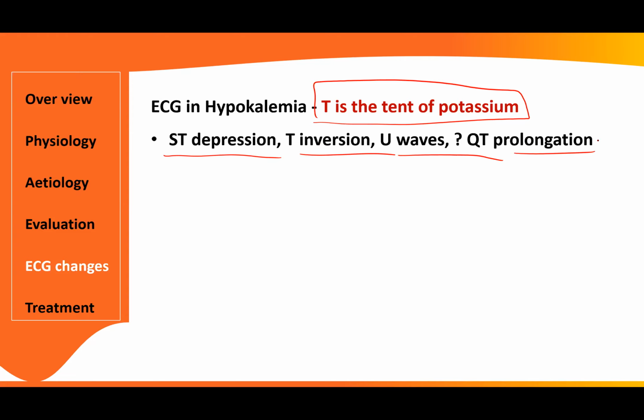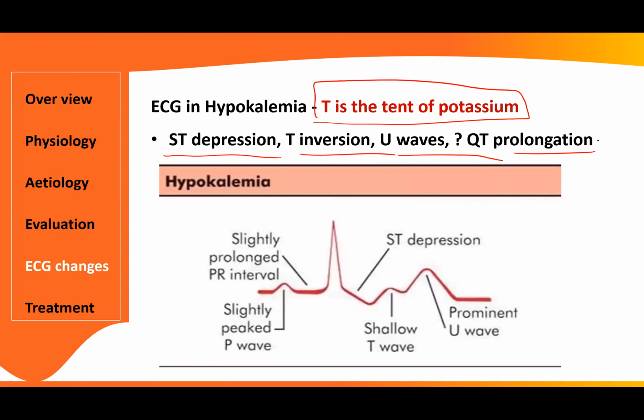Okay. Now, these are the 4 different changes. Just look here. This is a slightly prolonged PR interval, a slightly peaked P wave, and then a shallow T wave, which is rather coming down, and ST depression you can see, and appearance of a U wave. After the T wave, there is another positive wave, and that is not normally seen in the ECG. So ST depression, as you can see here, T inversion, that also is seen. U wave, you can see here.